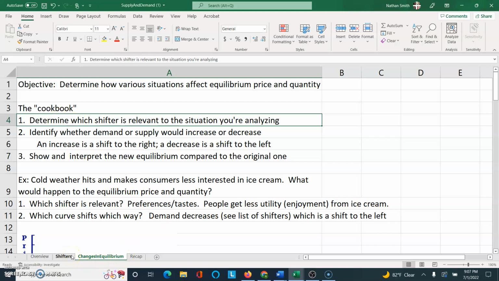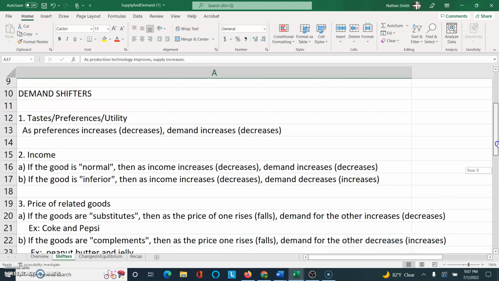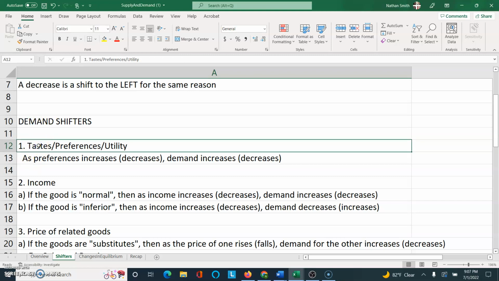Now if you look at the tab right next to it called shifters, click on that, and if you scroll down a bit, you'll notice that I have the major factors that affect demand and supply. So for example, consumer preferences, how much do we like something? If our preferences for something increase, our demand for that product is going to increase. If we learn that a certain product causes cancer, our preferences for that are going to decrease, meaning the demand for that product is going to decrease.